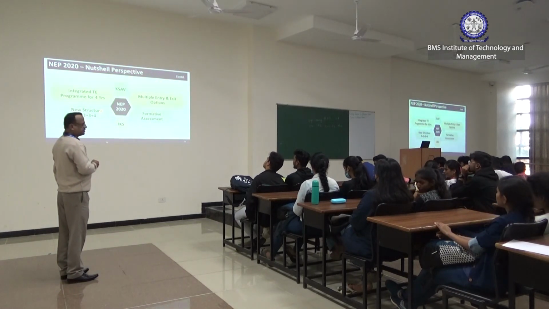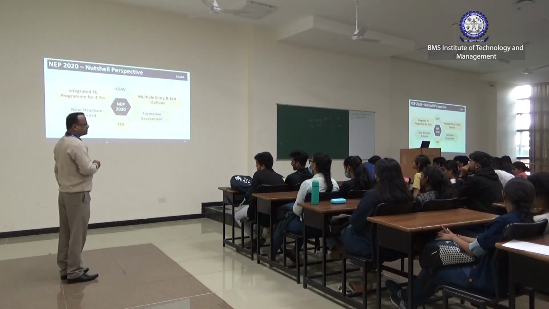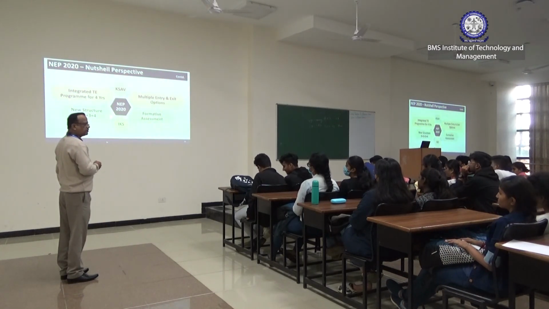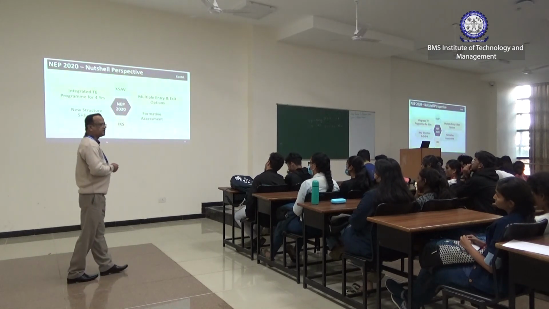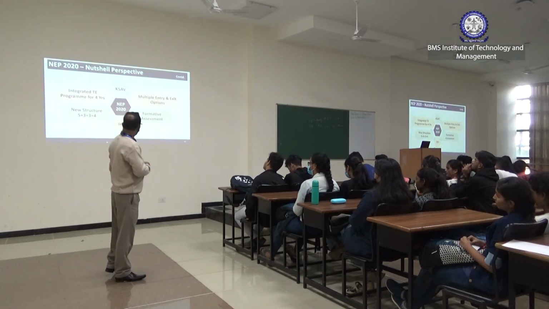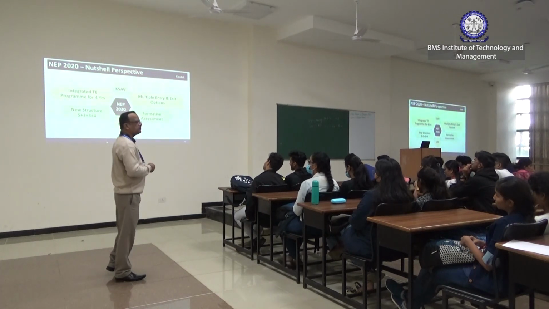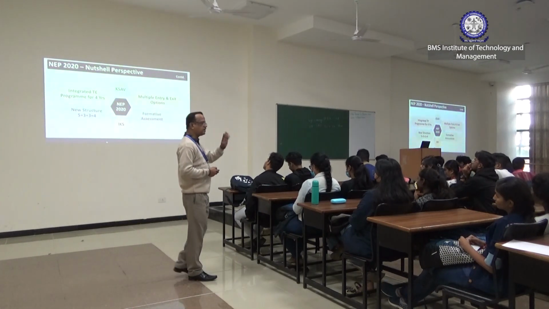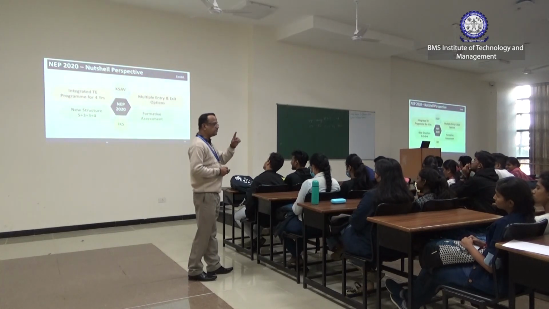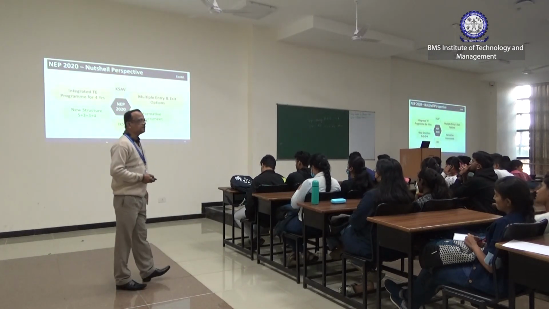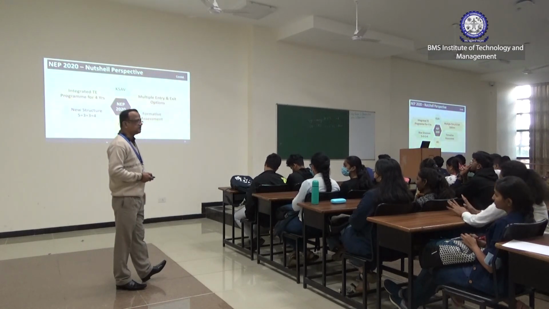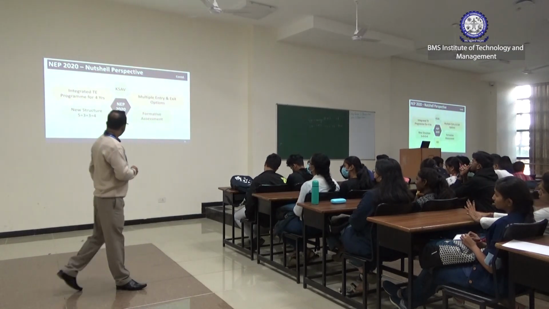And new structures: 5+3+3+4. Okay. So this is up to, there is no college here, complete school education up to plus 2. This 10 plus 2 is replaced by 5+3+3+4. So the student will enter nursery at the age of 4 years. At the age of 7 years, the student will enter first standard. And at the age of 20 years, they will enter into the degree.